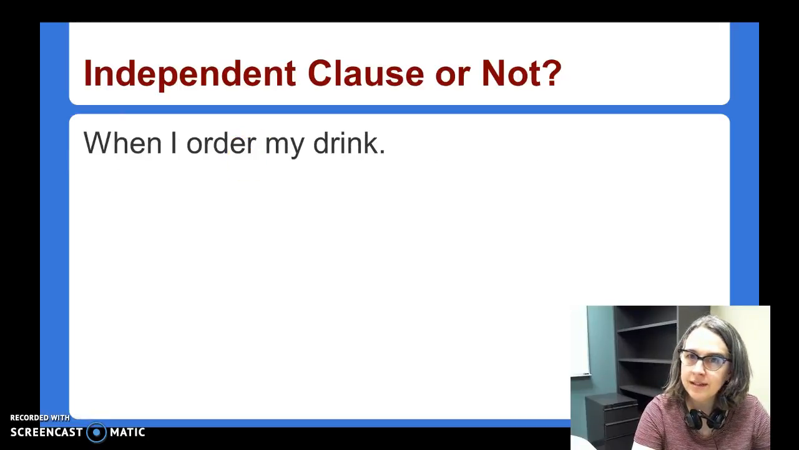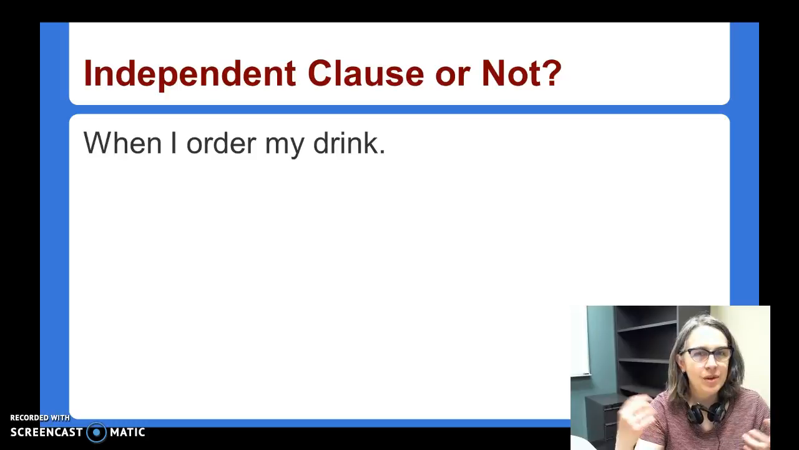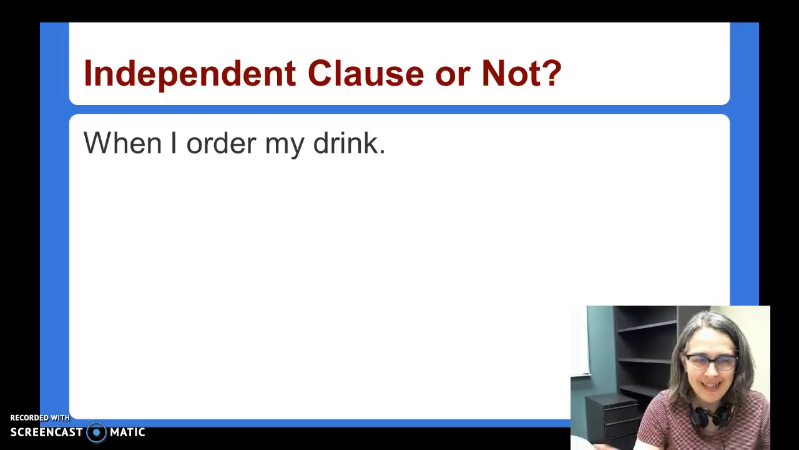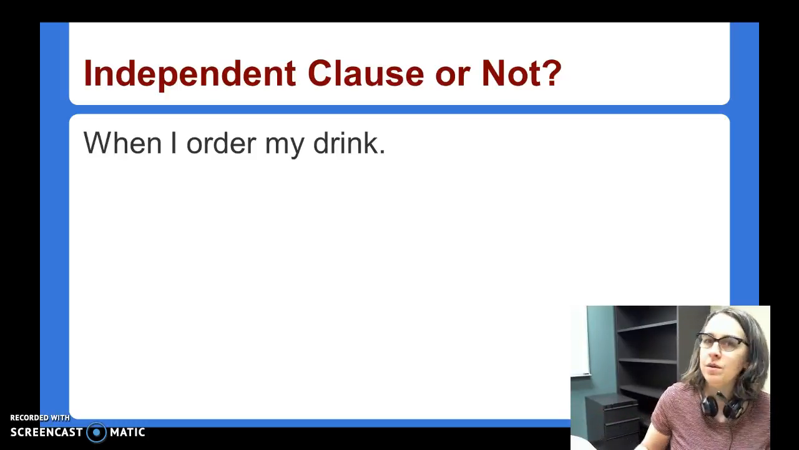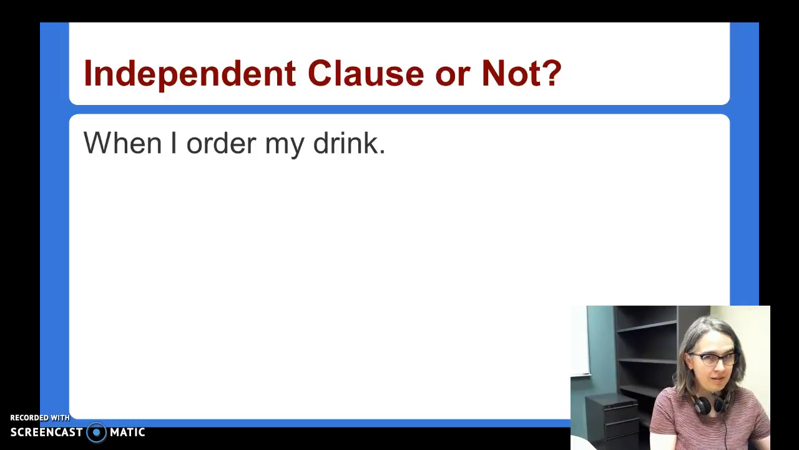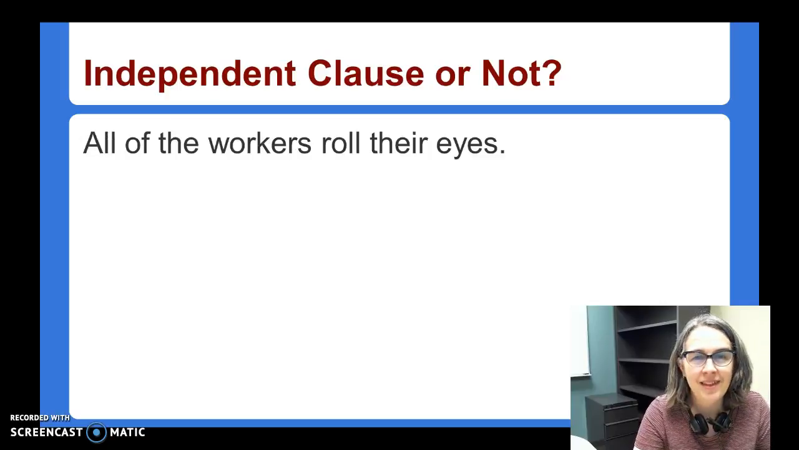When I order my drink, independent clause or not? It's not, right? It doesn't even sound complete. When I order my drink, what? If I'd opened the door and said that, when I order my drink, and then closed the door, it wouldn't make any sense, right? So it does not express a complete thought.